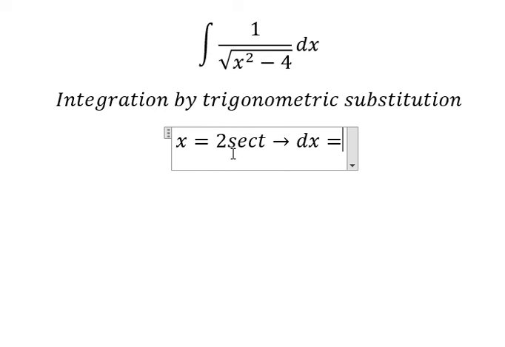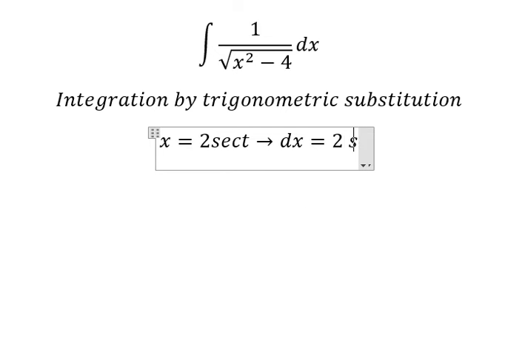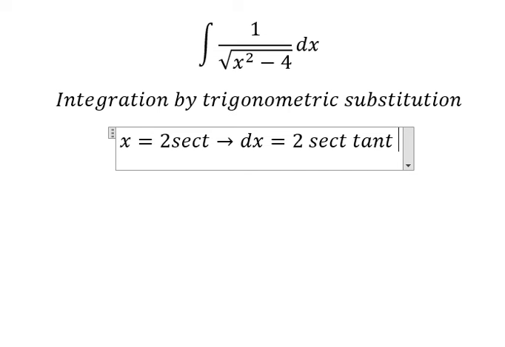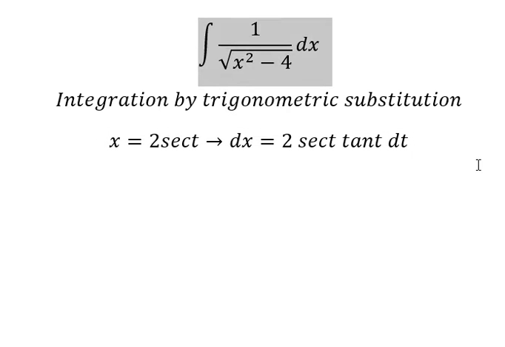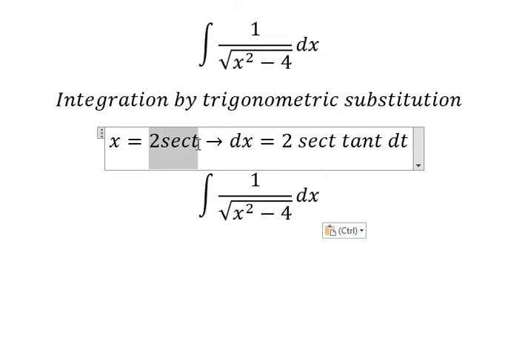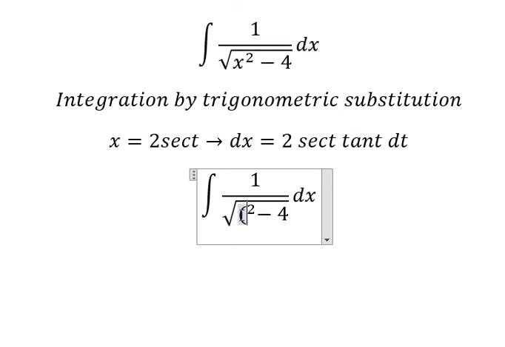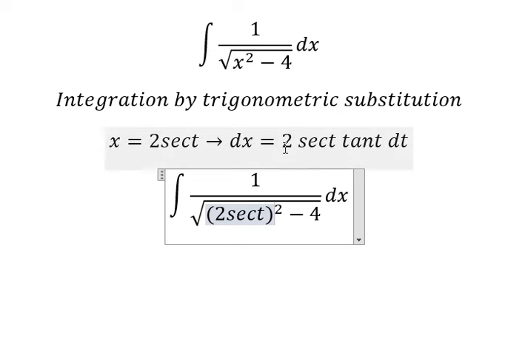For ds, we take the first derivative of both sides, and you get 2 secant of t tan t dt. So I will put this one in here. ds, we change by this one.